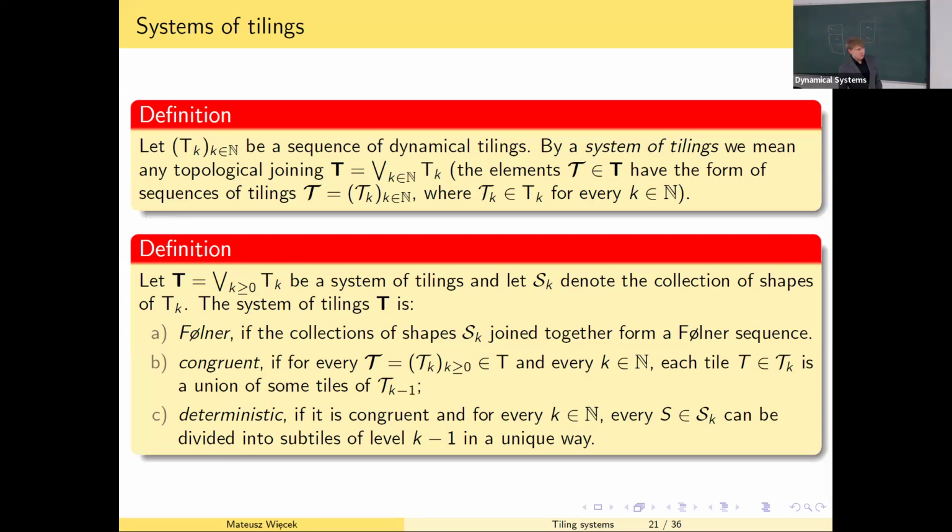And we say that the system of tilings is deterministic if we can subdivide every tile into subtiles of lower level, but in a unique way. So roughly speaking, if we look at the tiling at level k, then it determines all the tilings from the lower levels. We exactly know what they look like.